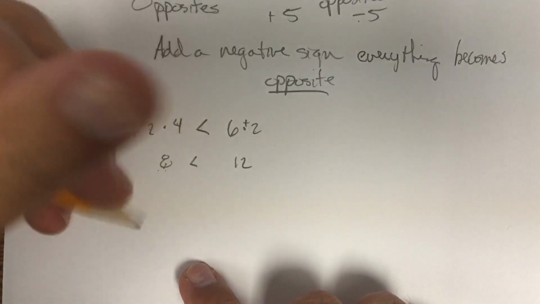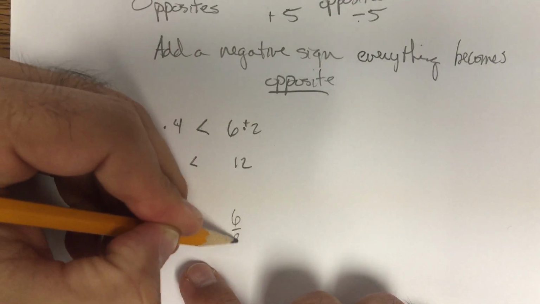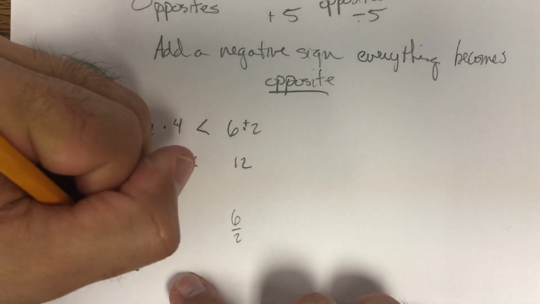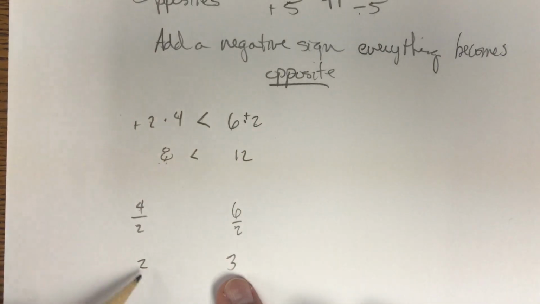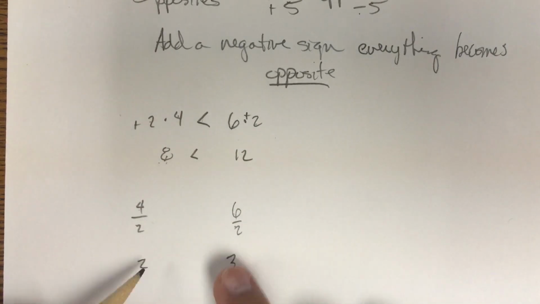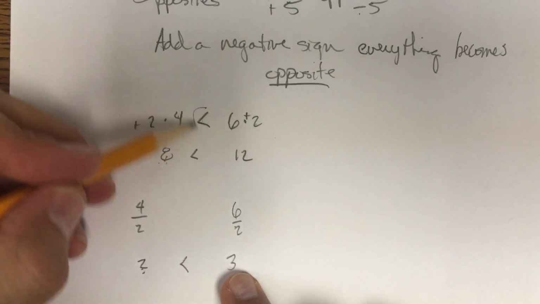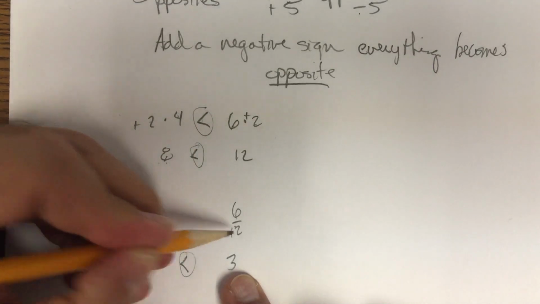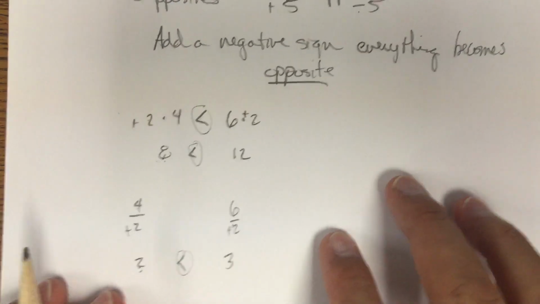What if we divide? 4 divided by 2, 6 divided by 2. What's 4 divided by 2? 2. What's 6 divided by 2? 3. Well, what inequality symbol makes this true? 2 is less than 3. So the inequality symbol stays the same. If I'm dividing by a positive number or multiplying by a positive number, everything's good.